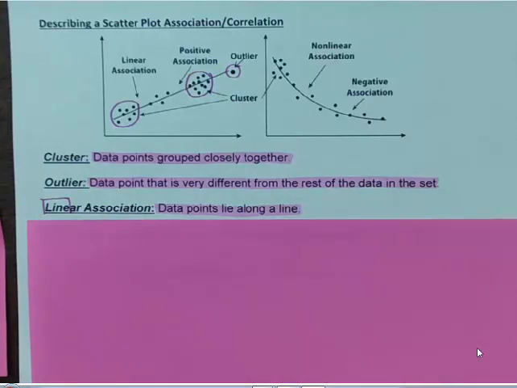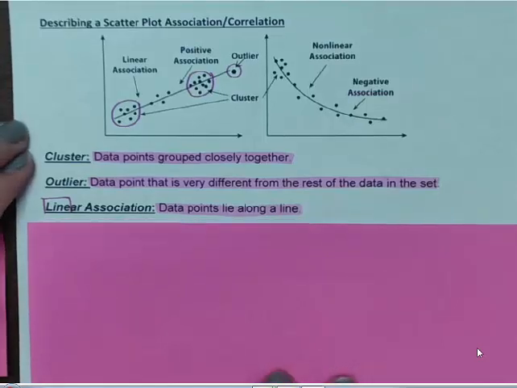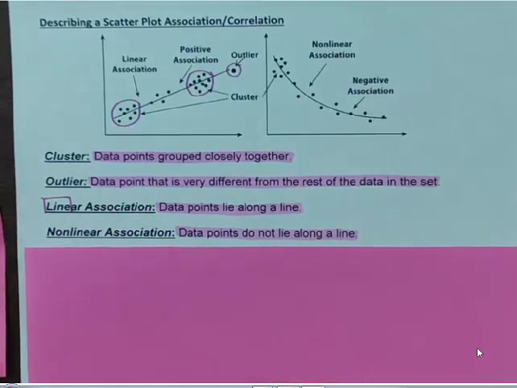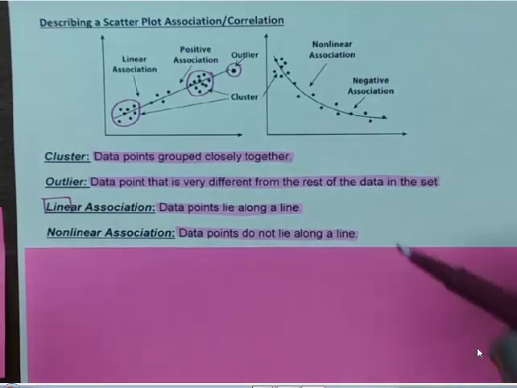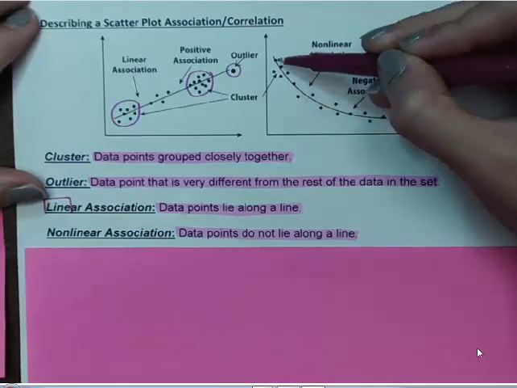Okay, if you notice here, this one is nonlinear. Nonlinear association is really the same thing as a nonlinear function. The points don't make a line. They don't lie along a line. So if you notice this nonlinear association, it's more of a curved line. It's not a straight line, so it's curved, which makes it nonlinear.